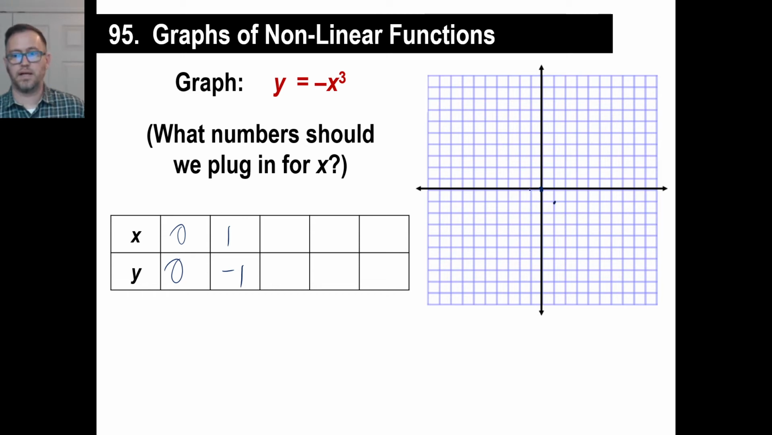Okay. Well, let's try -1. If x is -1, we have -1 times -1 times -1 is -1. Then the opposite of that would be +1, right? So -1 and then +1. And let's try something like 2. So 2 cubed is 8. So -8 this would be. So 2 and then down here. And let's try -2. And of course, I'm sure you probably guessed this is going to be +8.